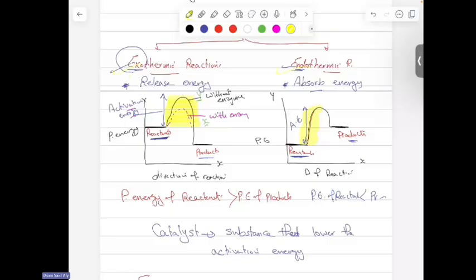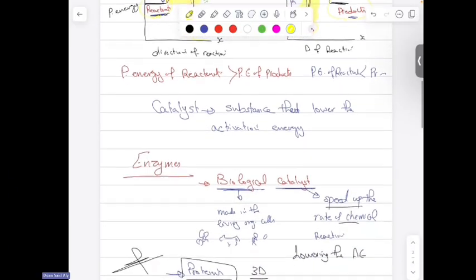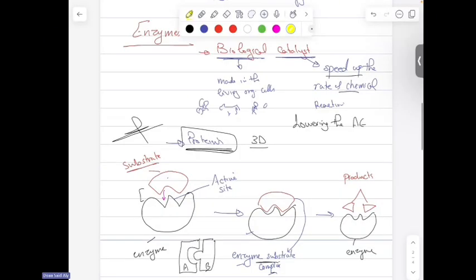To the left represent the reactants, to the right the products. In the exothermic, don't forget the potential energy of the reactants is higher than the potential energy of the products, while in the endothermic, the potential energy of the reactants is lower than the potential energy of the products. You must understand it and memorize it, okay?